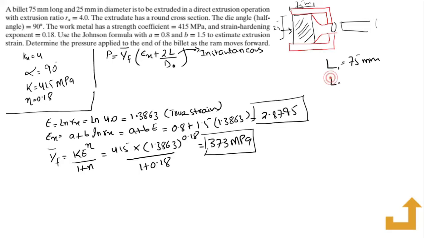Let's say we have extruded some amount of the length of the billet. Now the remaining is 50 millimeter. Now we have extruded some more amount. The remaining in the container is 25 millimeter, and last the theoretical value, that is 0 millimeter.